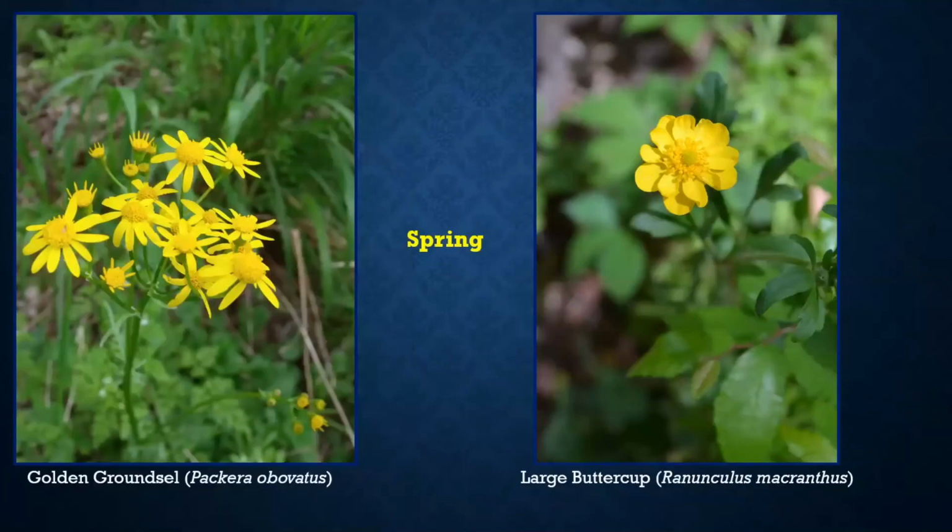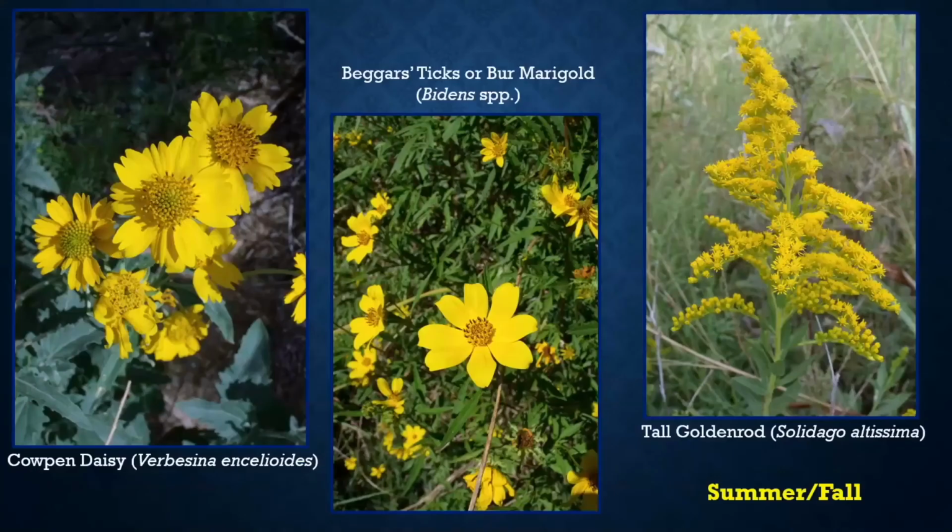A couple of them that grow in riparian zones are golden groundsel, which should be blooming right now or just about to bloom, and large buttercup, which in my yard just started blooming yesterday. But large buttercup is going to typically grow in floodplain areas, maybe a little bit out of that. Golden groundsel I mostly find down in floodplain or riparian zones. Both of them are beautiful springtime yellow blooming flowers.